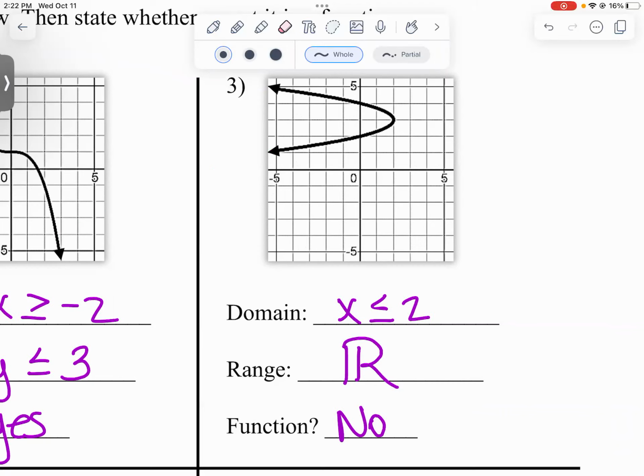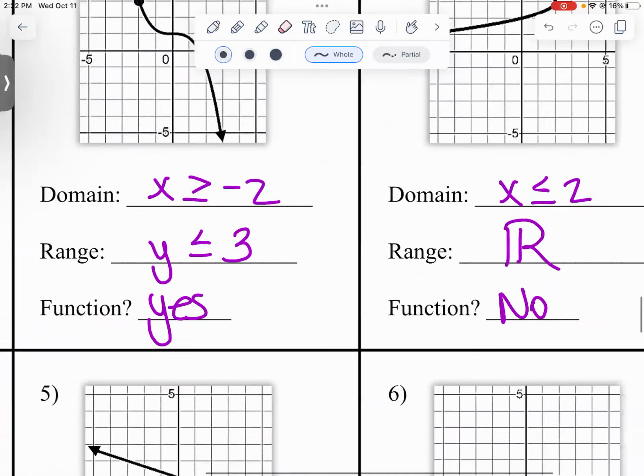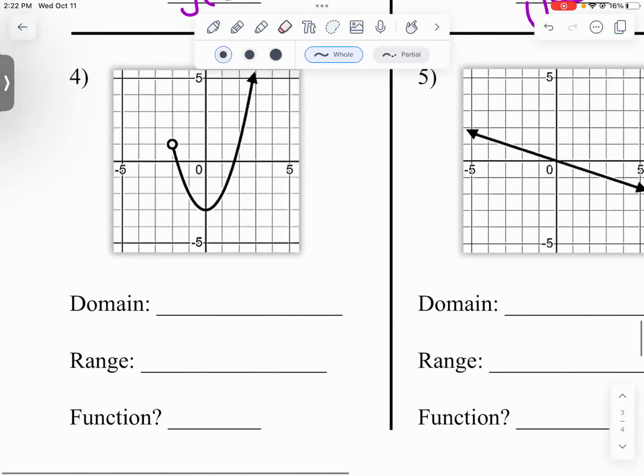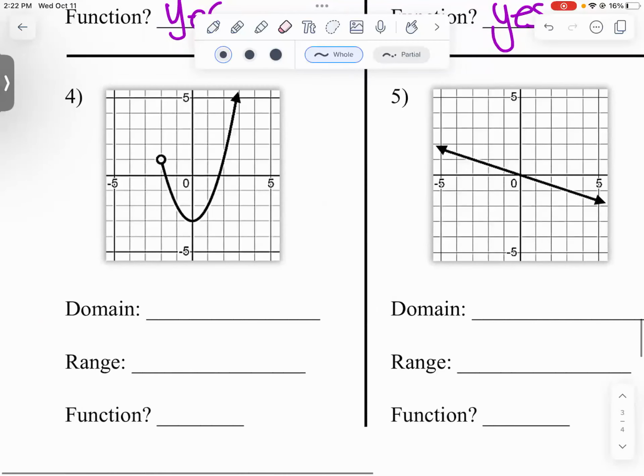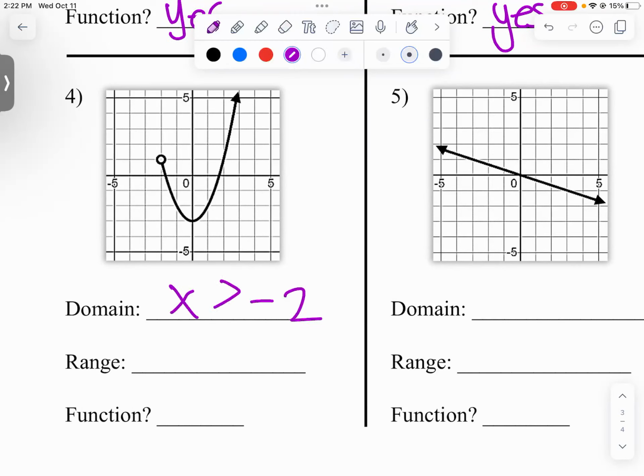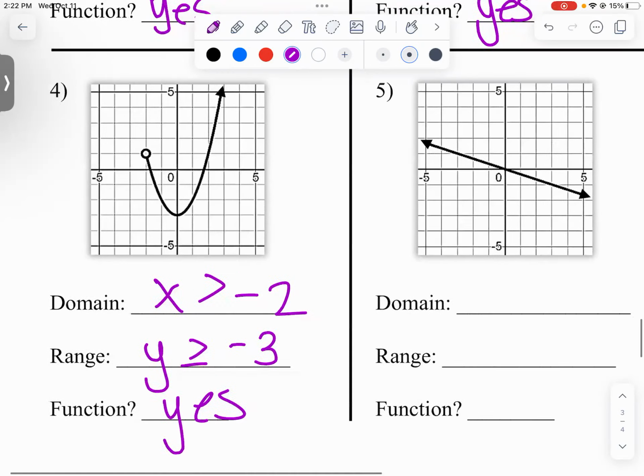Okay. Now, before the bell rings, we are going to talk about this one right here. Do you see how this is an open circle? It means that it's just going to be greater. So this is just X is greater than -2. Can we do a range? Y is greater than or equal to -3 would be that range.